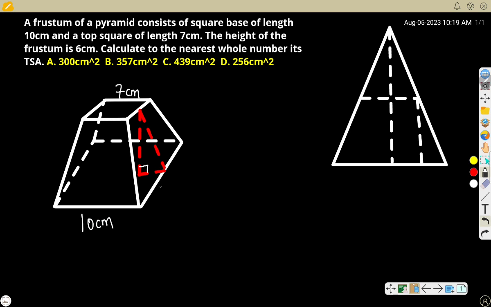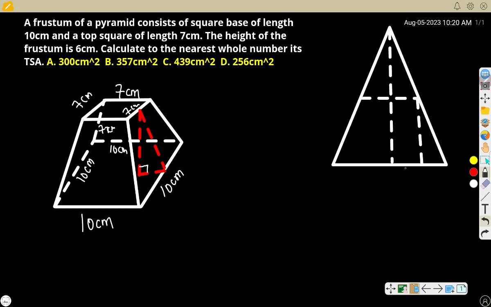So remember, as here is 10, here too will be 10. The invisible side here too will be 10. The other side here too will be 10, because for a square all the sides are equal. Also, here will be 7, here will be 7, here will also be 7. So because it's a square, we have a bigger square and a smaller square.